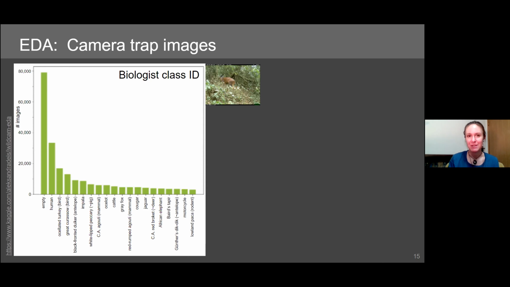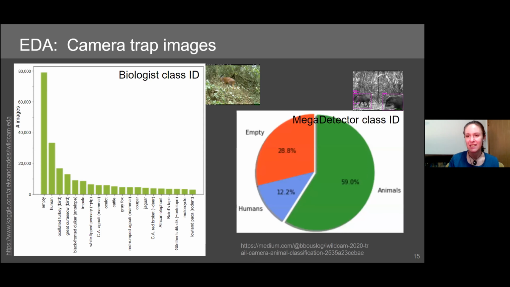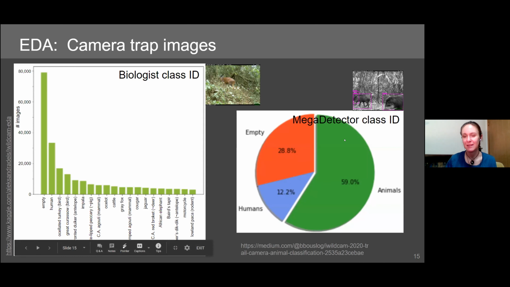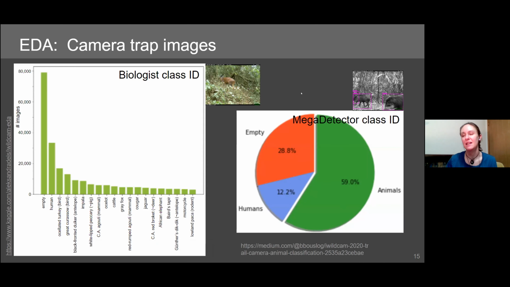So these camera trap images were run through megadetector to detect whether the image was empty or had a human in it or an animal in it. And these results agreed with the biologist identifications, which is a good thing. So about a third of the images were empty, about 12% had humans in them, and then the remaining 60% had an animal.